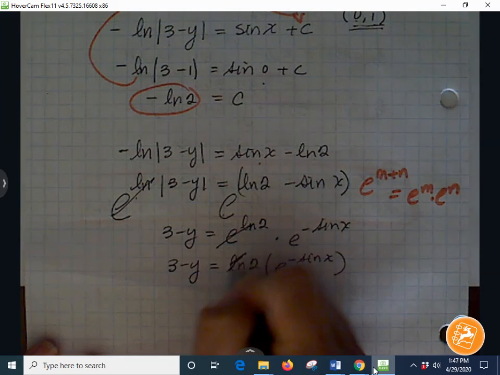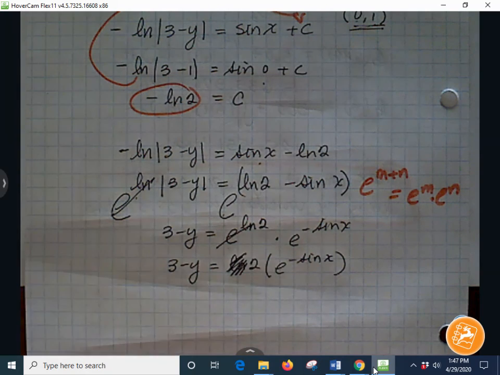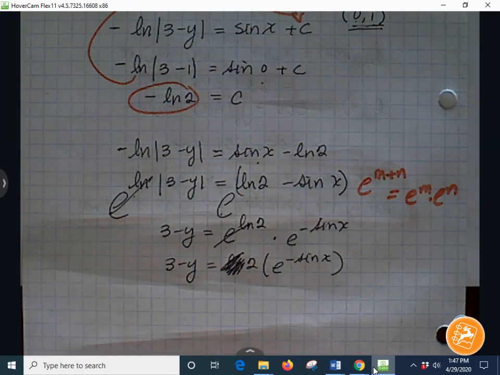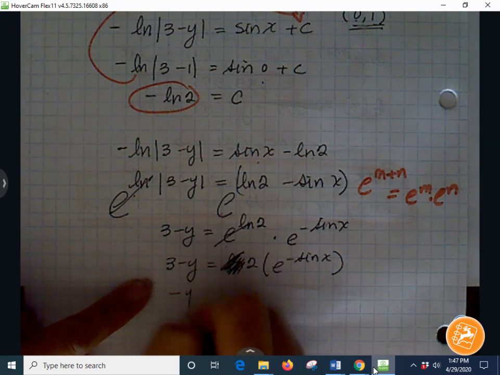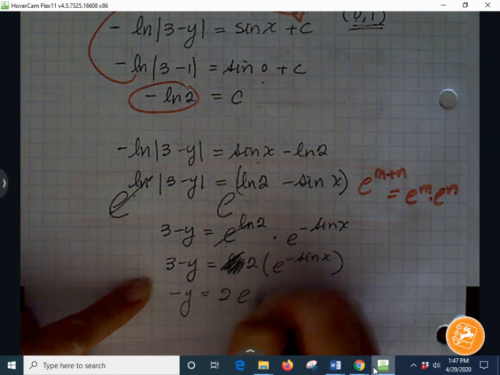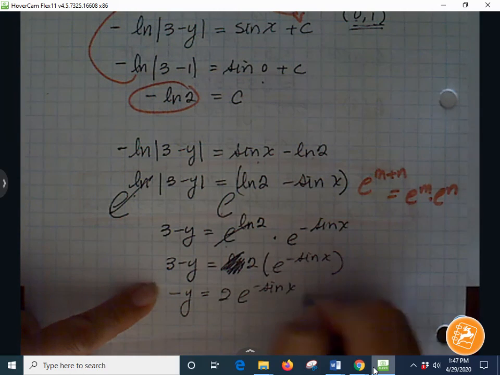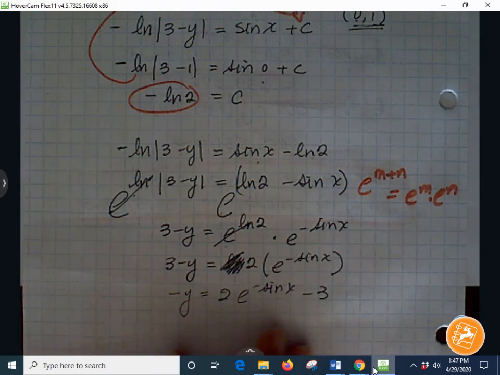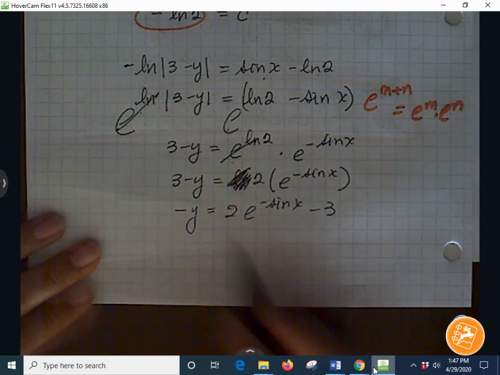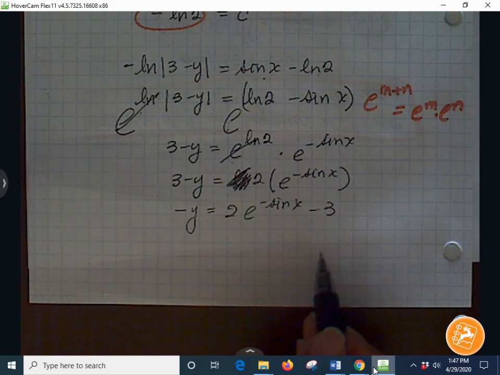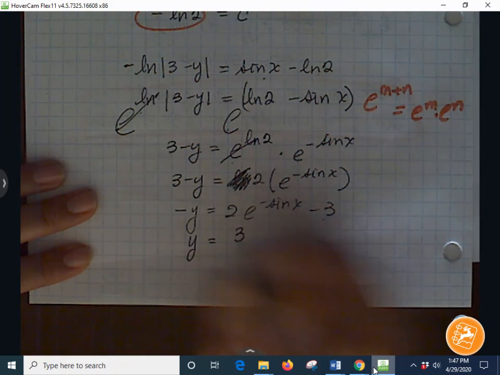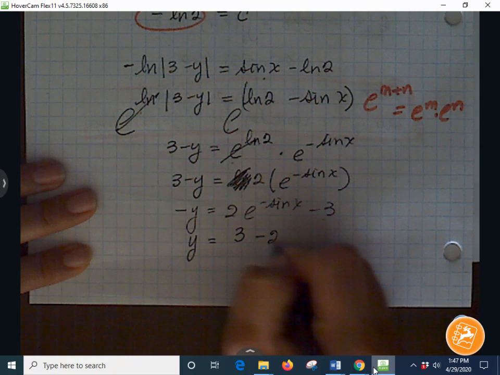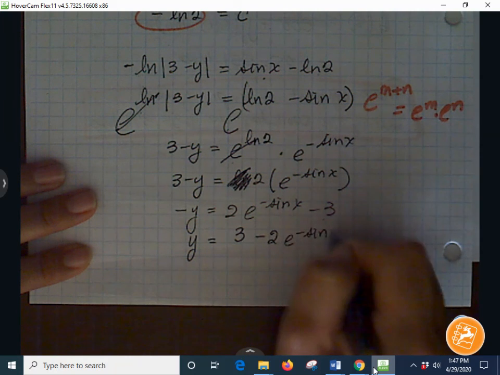Oh, Mrs. Wynn, I just said that they canceled out, and I left it there. Okay, that's supposed to be 2, times that. Okay, and so now I need to solve for y. So I'm going to subtract 3. So I'm going to have negative y is equal to 2e to the negative sine x minus 3. And then multiply by negative 1. So I'm going to have y is equal to, this will turn positive, and that will turn negative, 3 minus 2e to the negative sine x.